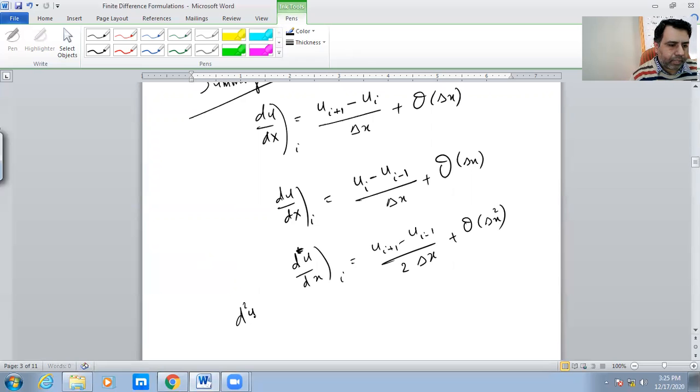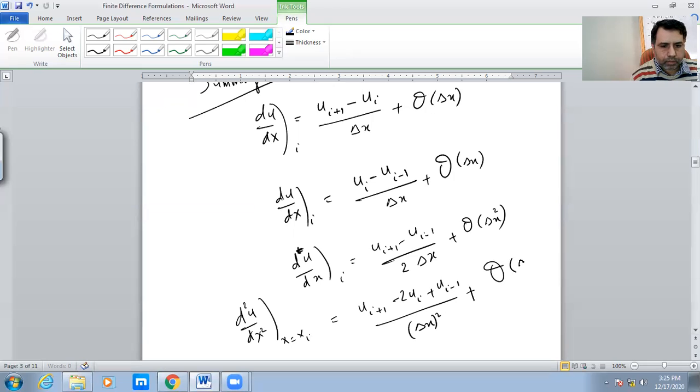And for the second order derivative, we have ui plus 1 minus 2ui plus ui minus 1 over delta x square plus order delta x square. Now we have to transform all these expressions into partial derivatives so that we can apply these to finite difference approximations of PDEs.